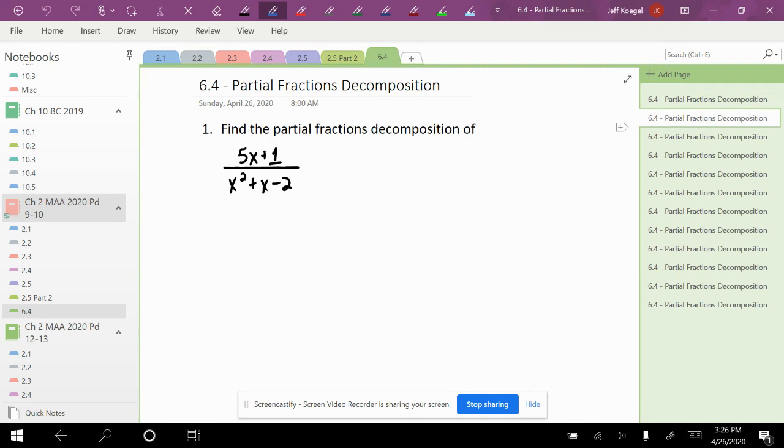And we'll get into things by looking at some specific examples. Example 1, we're going to look to find the partial fractions decomposition of 5x plus 1 divided by x squared plus x minus 2. You see this is a rational expression. It's a quotient of two polynomials. We're going to see if this can be decomposed into partial fractions, which you're not always going to be able to do. So we'll look at what needs to hold true.